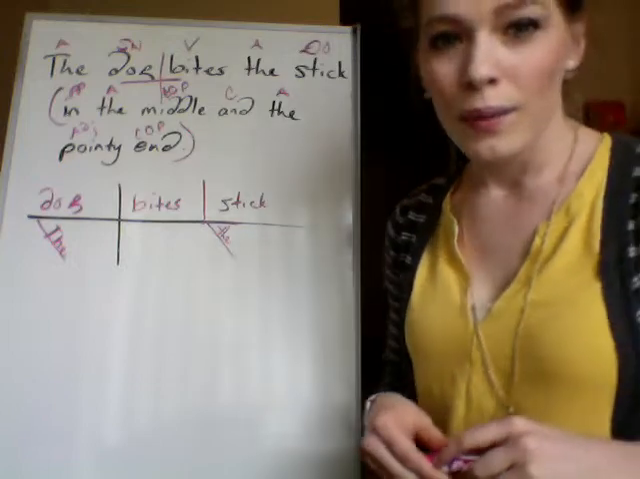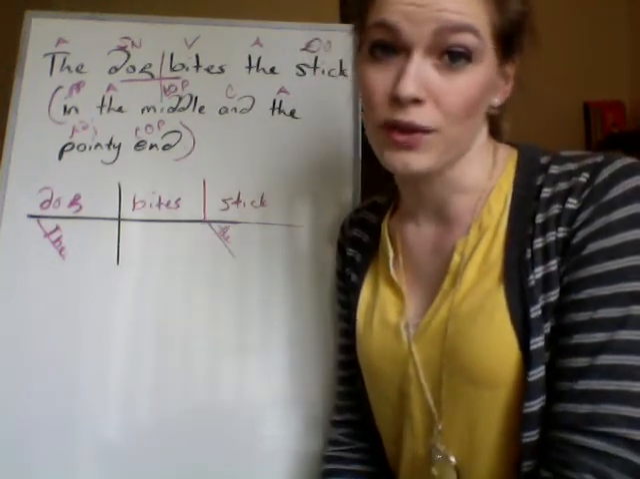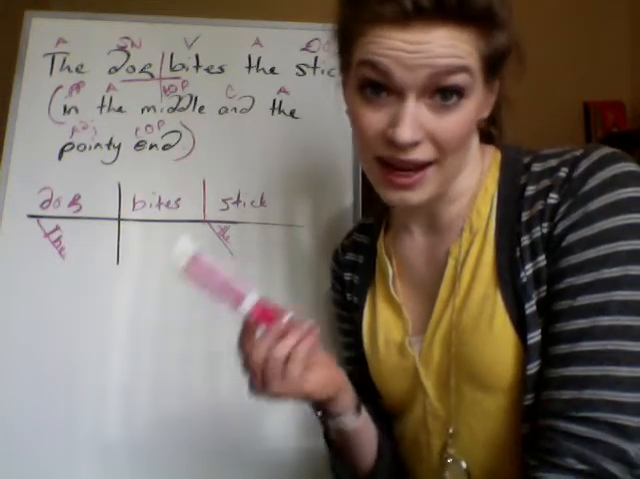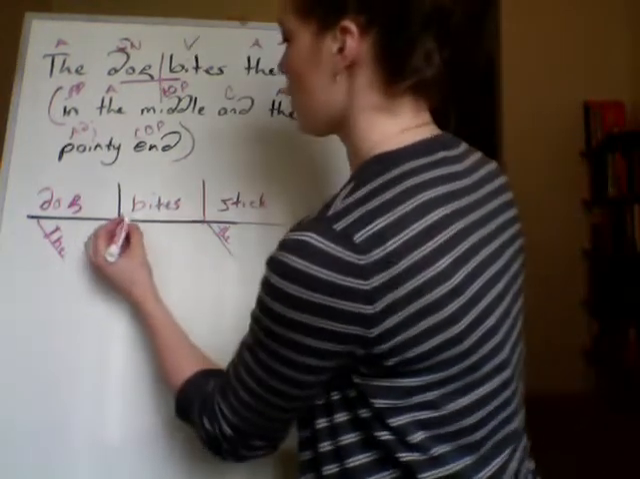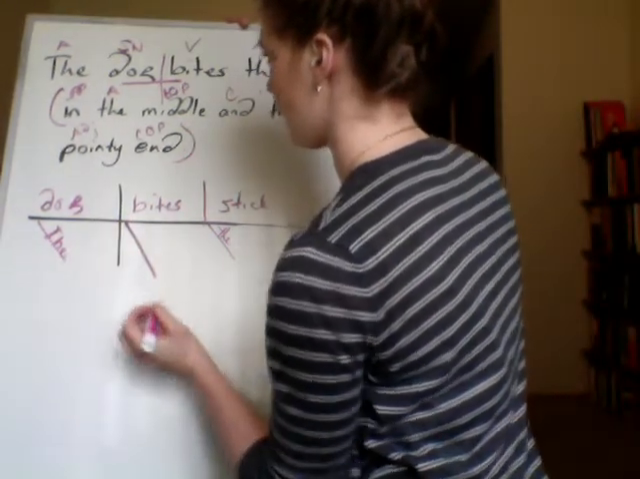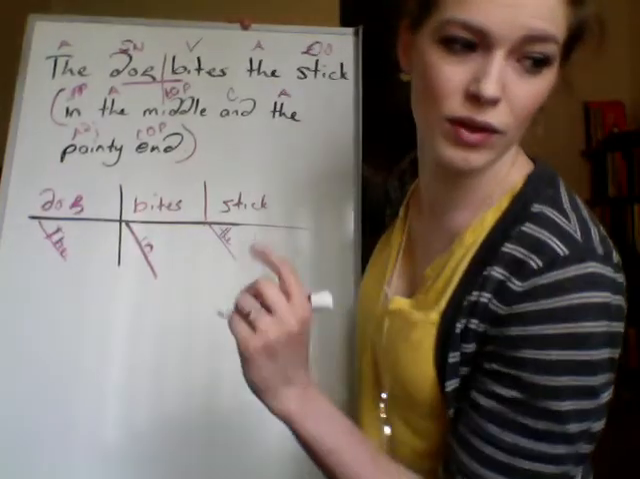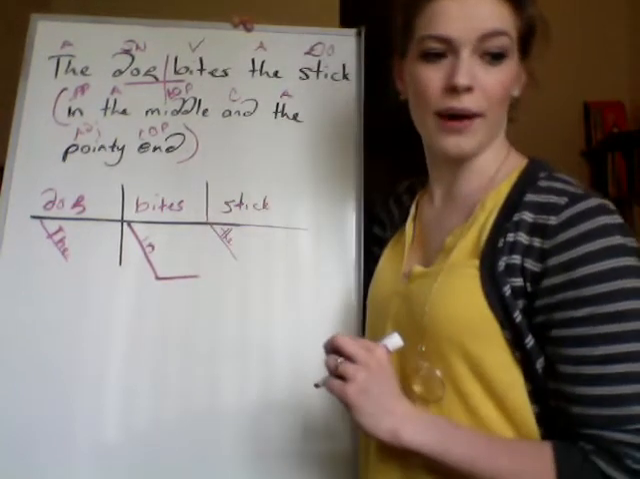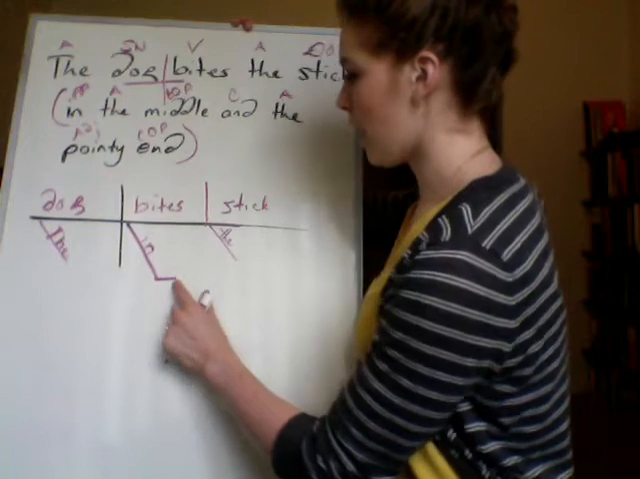Now, with our sentence, you could have a debate over whether the prepositional phrase goes under bites or stick. However, we're not saying stick in the middle. We're saying bites in the middle. So it is going to go under our verb in this case. Now, you're going to draw your preposition line like you normally would with the word in on it. Well, in my sentence. In yours, it's different. It's down. Then we draw our line across. Now, this one is going to get kind of big on this side. I'll try to make it smaller.